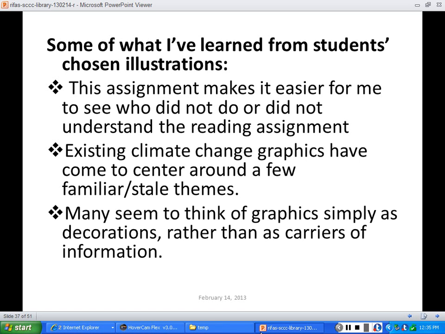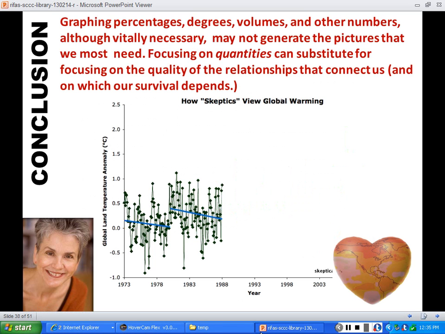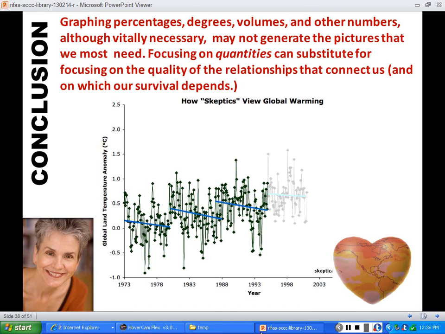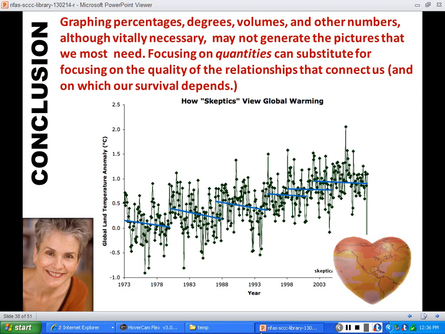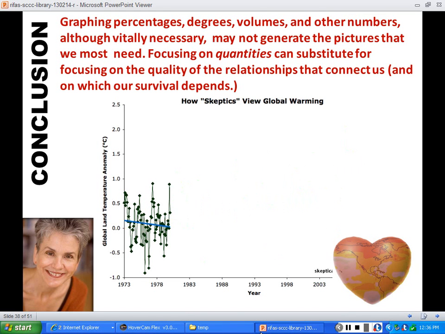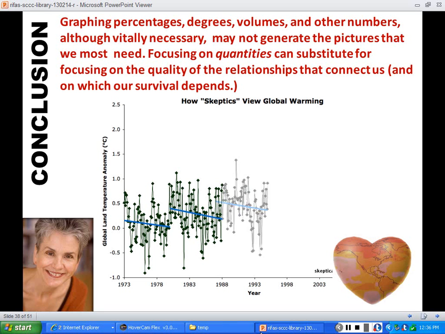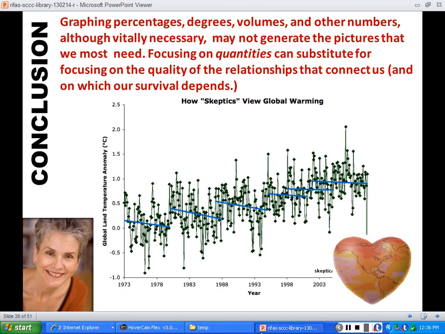And many people seem to think of graphics simply as decorations rather than as carriers of information, potentially extremely powerful carriers of information. This is an example of the kind of information graphic that I love. How skeptics view global warming. Well, it's global warming stopped. Look, in the last 10 years, it stopped going up. And then the realists say, no, look, this is the trend, in that red line. And then in the blue lines, you see people saying, no, if it was going up, it stopped. Look, it's not going up anymore.